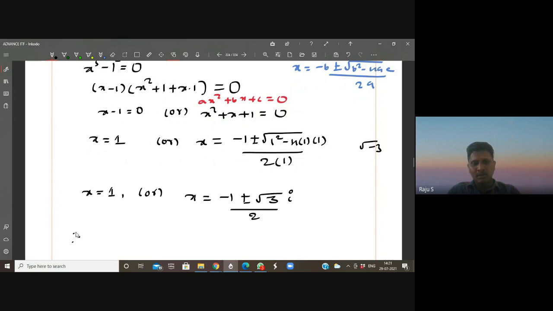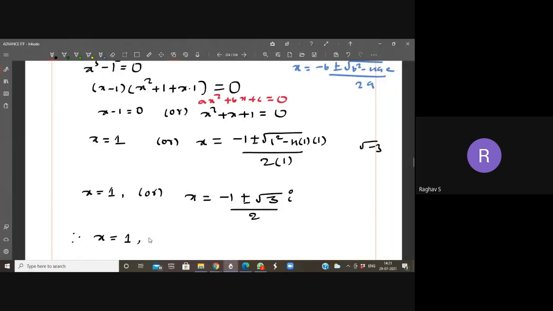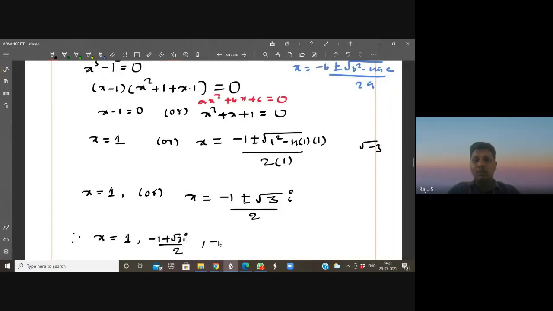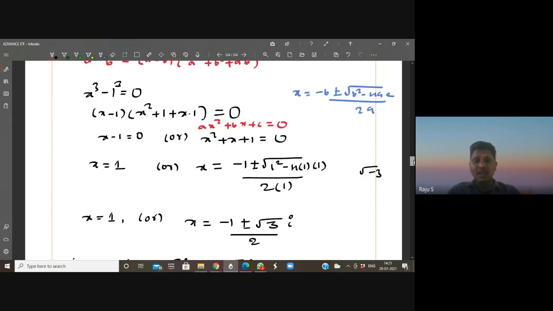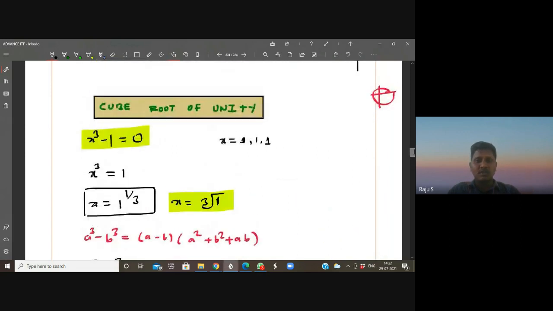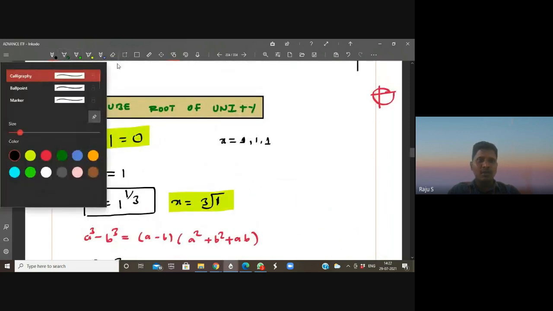So therefore, what are the roots? One other: minus 1 plus root 3i by 2, and minus 1 minus root 3i by 2. So we are getting the 3 roots. Remember, students, I told you, it is very, very important.